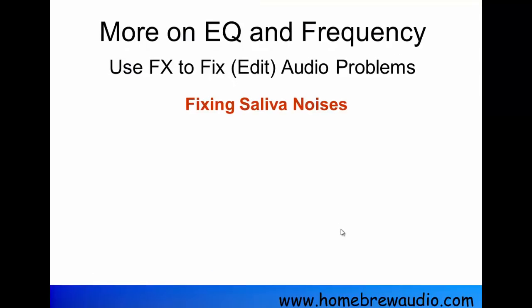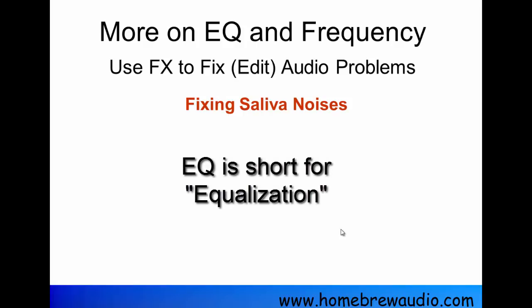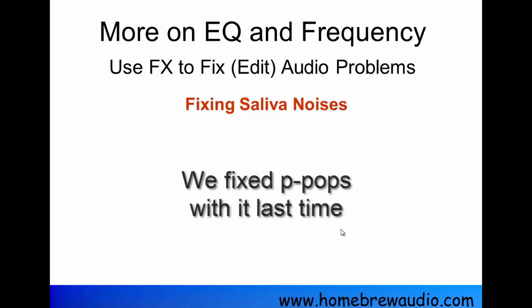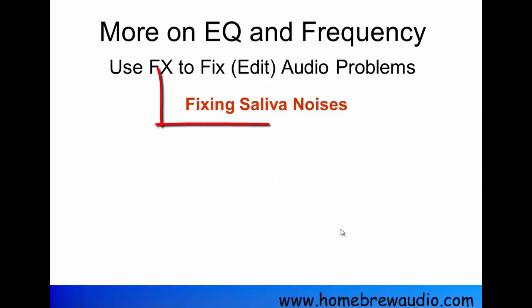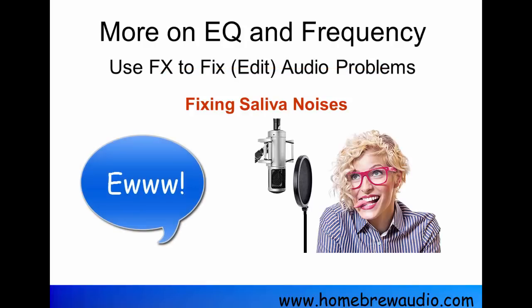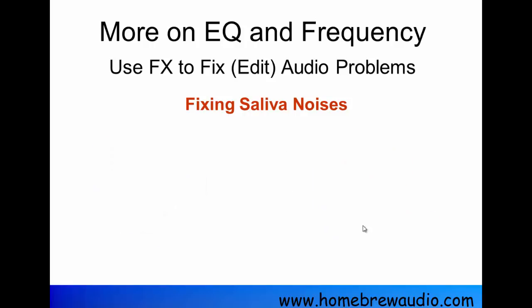So last time we talked about how to use an effect called EQ, short for equalization, to fix plosives or PPOPs in vocal recordings. Today we're going to talk about fixing saliva noises, those sounds that happen when you have too much sticky spit and saliva under your tongue and around in your mouth.